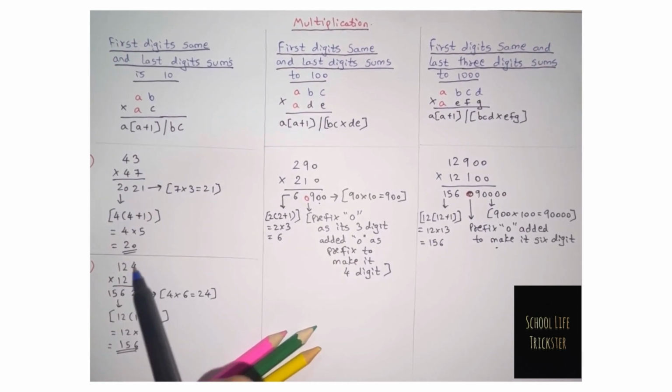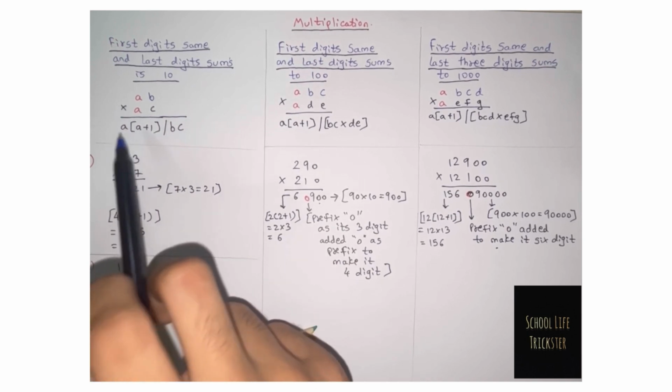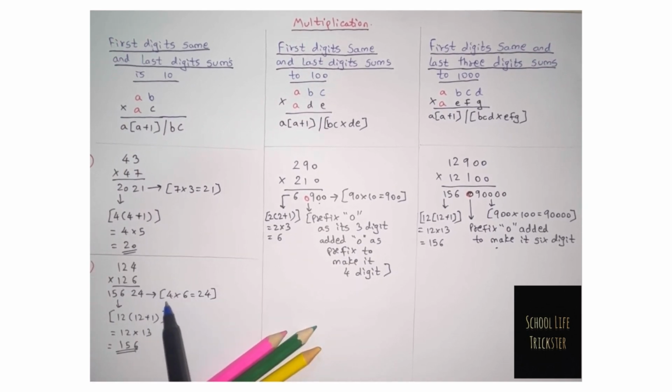Over here 124 into 126. 4 plus 6 is 10. So we can use this formula. Now 6 into 4 is 24. Over here 12 into 12 plus 1 by this formula, that is 12 into 13 is 156. So the answer is 15624.